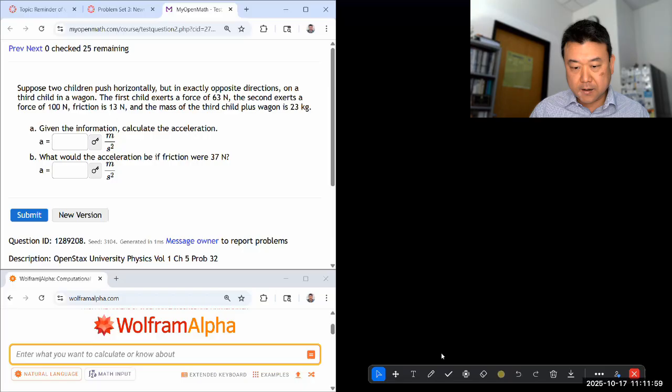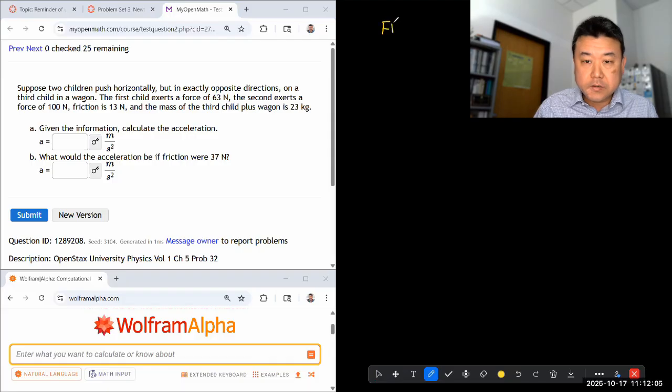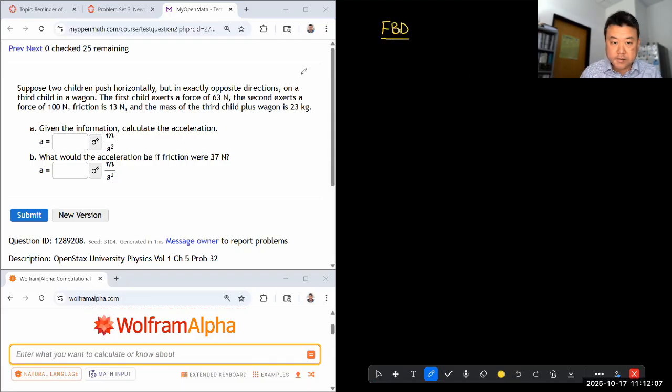Okay, I think I'm going to start drawing a free body diagram just to help me sketch out this scenario. So there's a third child that's in a wagon, and it's describing two horizontal forces. The first child exerts a force of 63 Newton. Let's say it's to the right. The second exerts a force of 100 Newton. Okay, let's say it's to the left. And there are other forces.